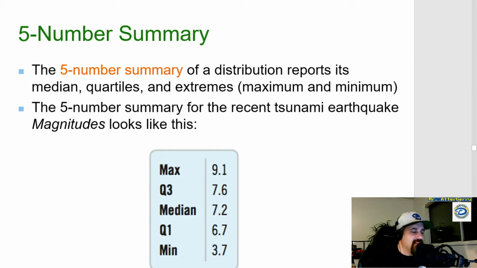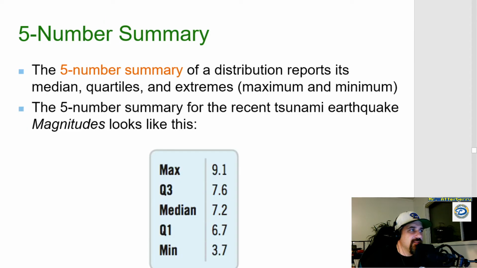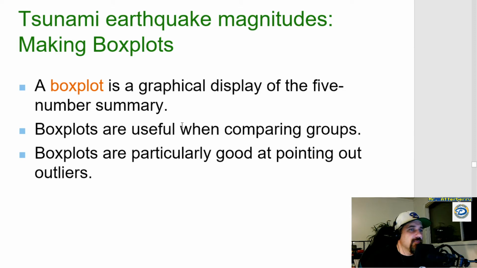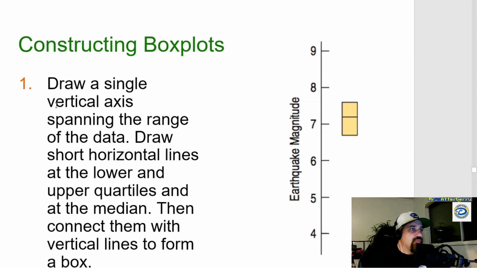A lot of times you might even hear it's just summary statistics, and a lot of times they just give them to you. But probably for this chapter, we'll have you report this stuff. A box plot is a graphical display of the 5-number summary. So think about these 5 numbers and think about graphing those. It's actually not too bad if you think about it. Useful for comparing groups. Box plots are particularly good at pointing out outliers. And a lot of times you'll see them with a couple next to each other. So, step 1, draw a single vertical axis spanning the range of the data.